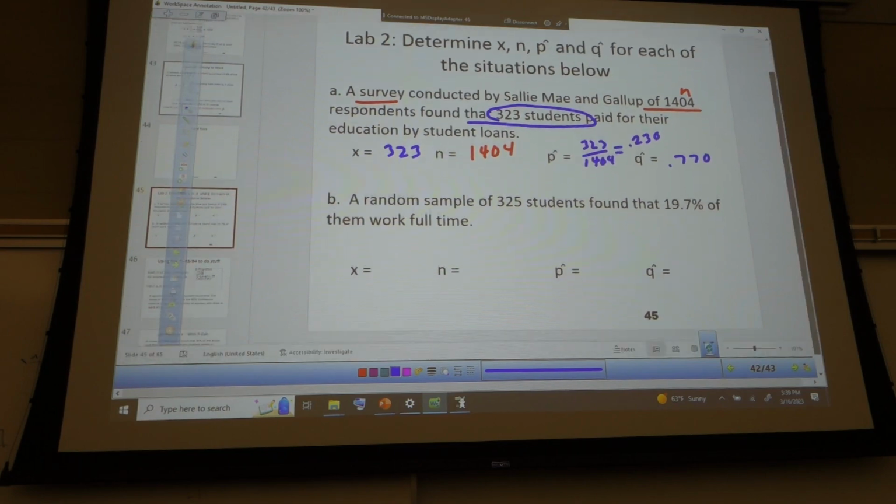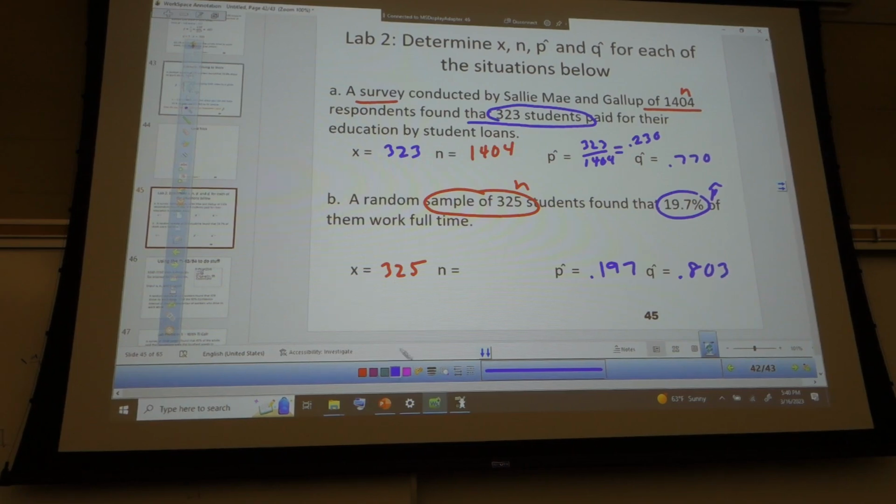All right, next one. Random sample of. Again, sample of. That's my n. Found that 19.7% has a percentage symbol, so that becomes my p hat. So my p hat is 0.197, which means that my q hat is 0.803. And then my x is equal to 325 times 0.197. What'd y'all get for that one?